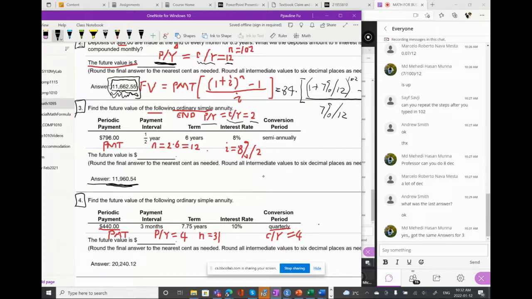Okay. So the question asks us to find future value. 2 methods. Method 1, use this formula. So future value equal to PMT. When you use formula, PMT is positive, okay? PMT times 1 plus I, I is 8% compounded semi-annually divided by 2, raised to power n, minus 1, divided by I, 8% over 2. That is the formula method. You should get $11,982.54. Okay?